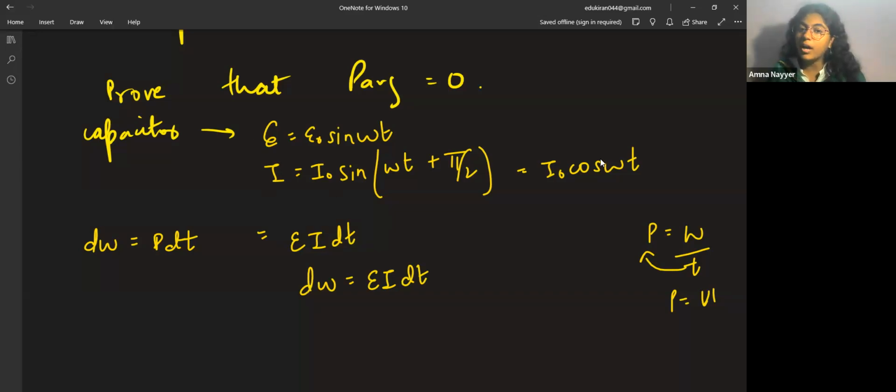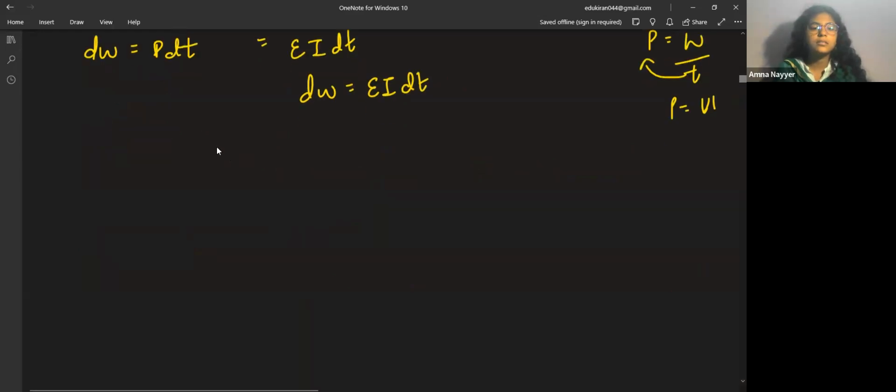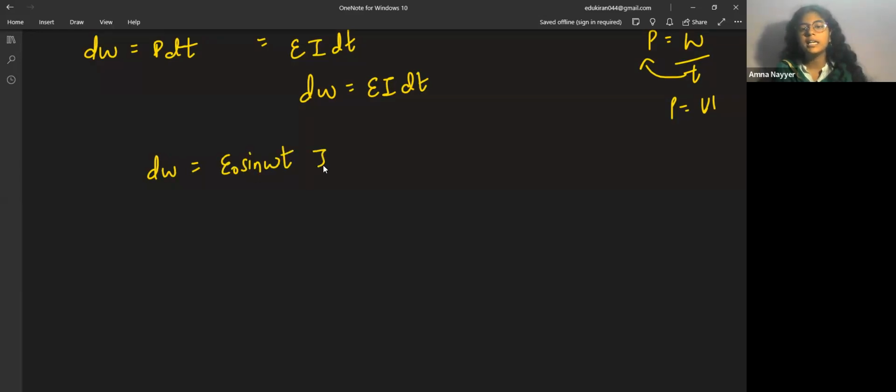What is the value of I? We already have it with us. So E is equal to E naught sine omega t. I is equal to I naught cos omega t. So dW is E naught sine omega t times I naught cos omega t. I'm not writing sine plus pi by 2 or sine minus pi by 2 because ultimately you'll have to write it as cos theta only. So for that, I'm writing it as I naught cos theta.